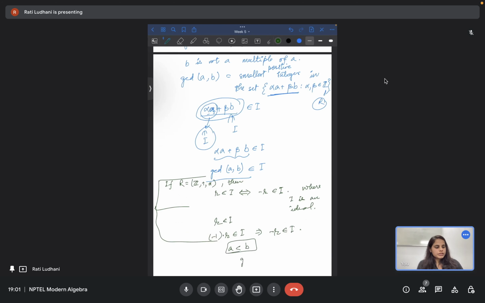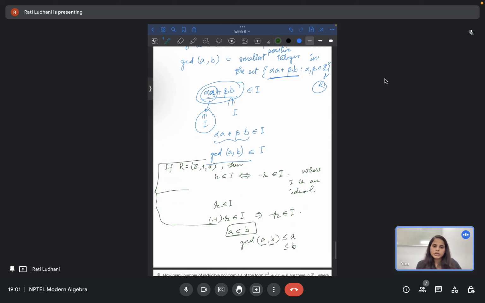So because of this, GCD of A and B. Now you know B is not a multiple of A. So GCD of A and B, what is that? It is always less than or equal to A. It could be equal or it could be less. So you know B is bigger than A, so this implies GCD should be less than or equal to A. But you know B is not a multiple of A, so because of this, it cannot be equal to A.